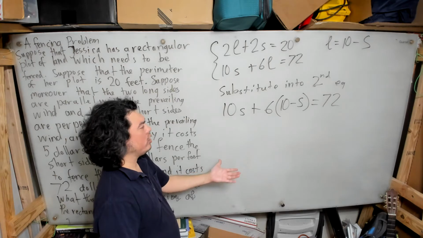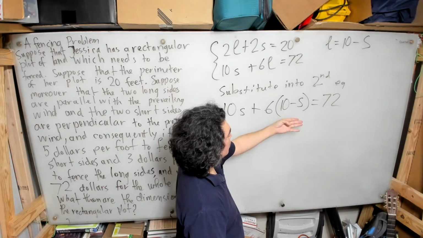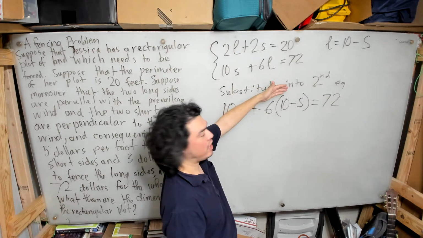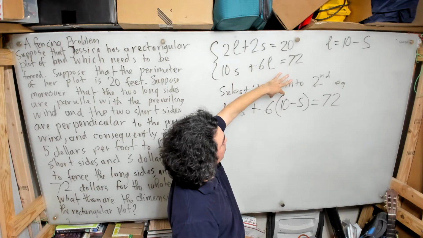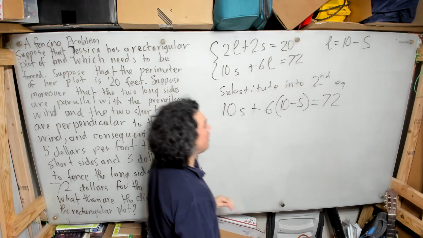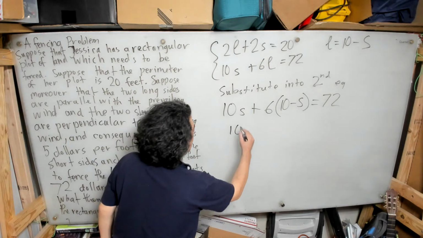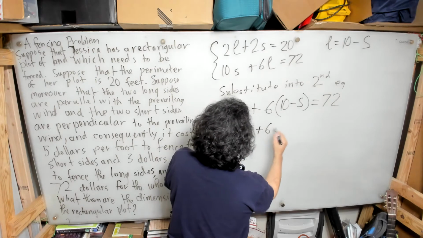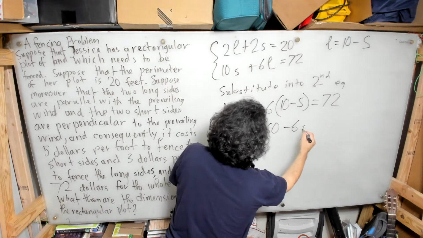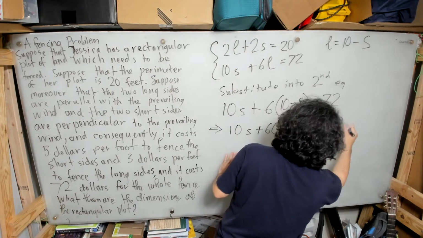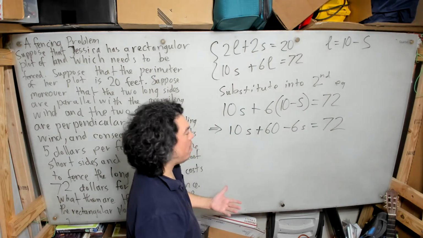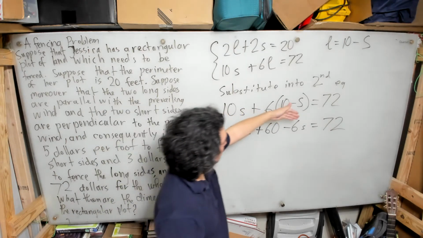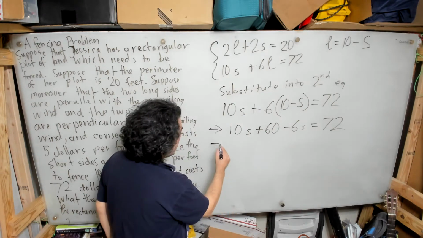What is apparent here is that I'm going to have to perform this multiplication first before I can do anything else. In order to do this multiplication, I'm going to have to apply the distributive law. So 6 times 10 will be 60, and then 6 times negative S will be negative 6S. So I'm going to have 10S plus 60 minus 6S equals 72. And now we can simplify the left-hand side by combining these two like terms, the 10S and the negative 6S.